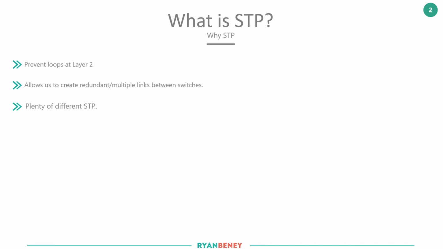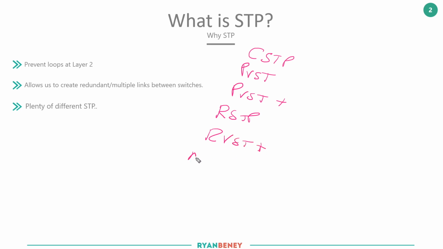Now, I mentioned already there are plenty of different spanning tree protocols. So what do I mean by that? Well, initially there was the common spanning tree protocol, and then we had the per VLAN spanning tree protocol, and then the per VLAN spanning tree protocol plus, and we've also got the rapid spanning tree protocol and the rapid per VLAN spanning tree protocol plus, and then we've also got the MSTP. So as you can see, there's been lots of variations of spanning tree throughout the ages.